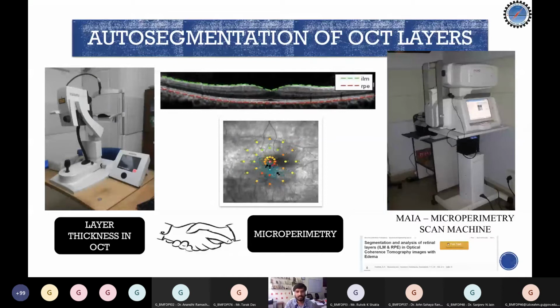Next is auto segmentation of OCT layers. If you remember the OCT images which I showed, they had different kinds of layers. So can we segment them into different layers and find out what the length and breadth are? This one we did for macular edema, that is swelling of the eyes in simple terms. There was a difference between the normal patients and patients with edema. We took around 20 or 30 images of each and found that there was a difference.